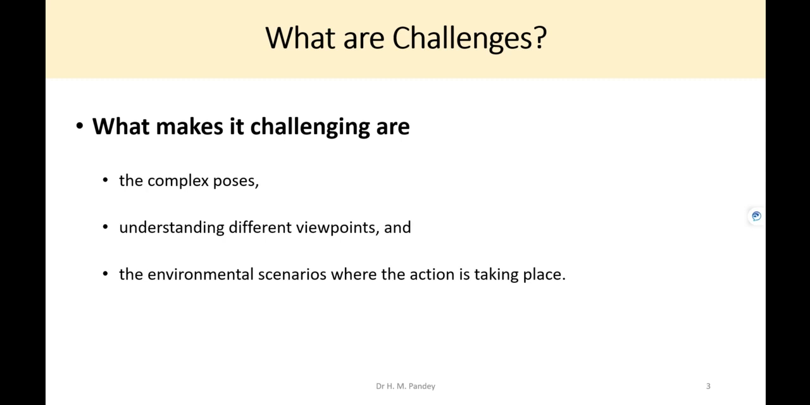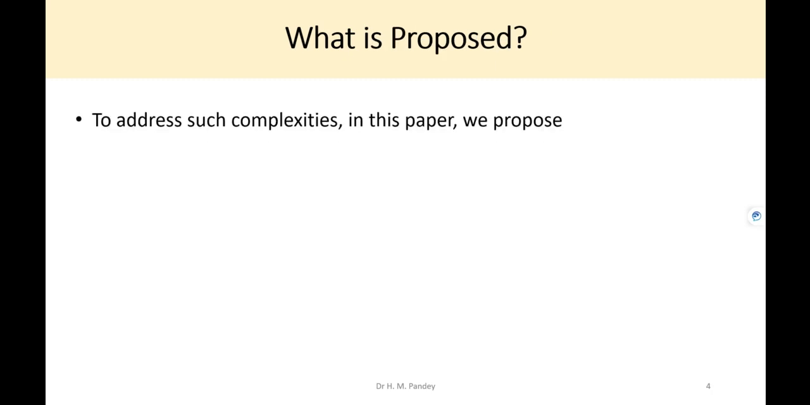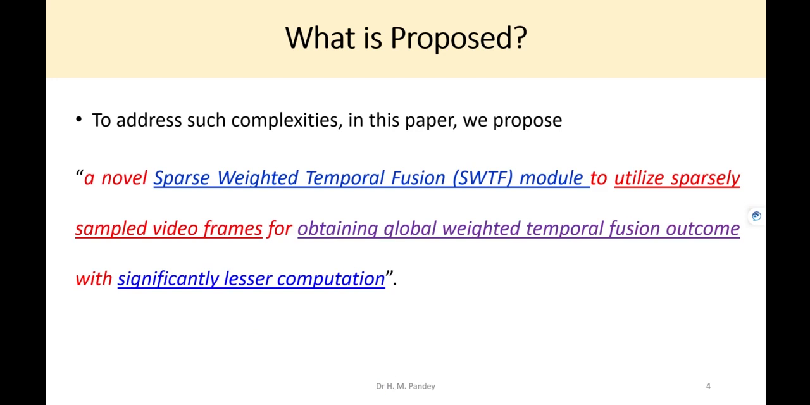So to address these challenges, what we did in this paper, we proposed a novel sparse weighted temporal fusion model. What it does, it utilizes sparse images, sparsely sampled video frames, for obtaining a global weighted temporal fusion outcome with significantly lesser computational time. So we are basically improving the quality of the outcome, and our model takes less computational time to produce the final outcome.